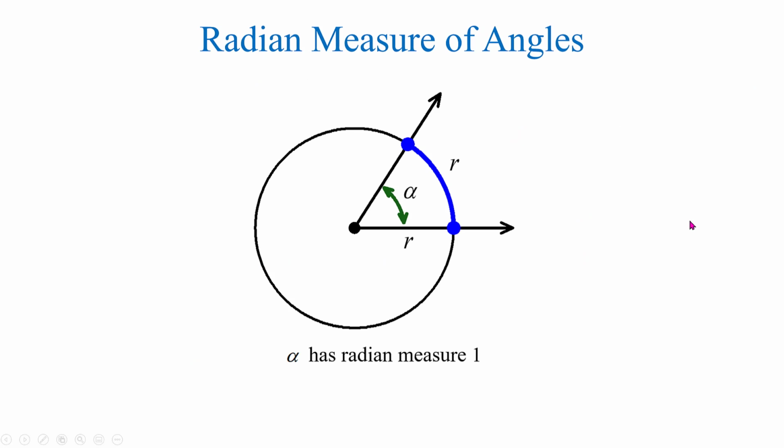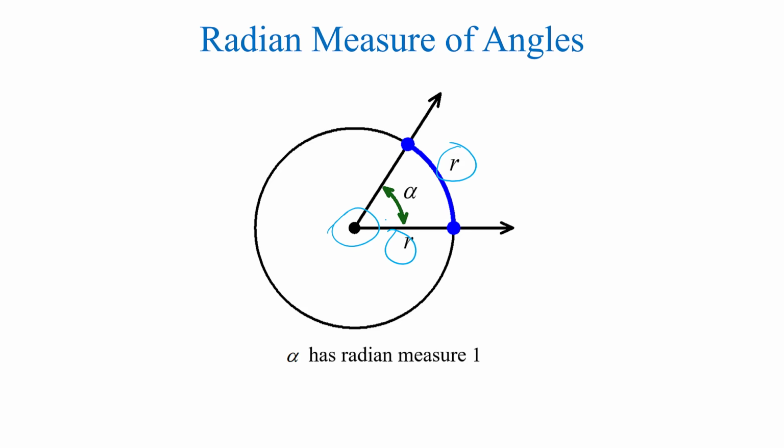Next, we will look at radian measure of angles. This will be the measure we use most frequently in trigonometry and later in calculus. Before we define a radian, note that we have a central angle in this sketch. A central angle is an angle with its vertex at the center of a circle. The central angle here is alpha. The angle alpha is subtended by an arc of length r, where r is the radius of the circle.